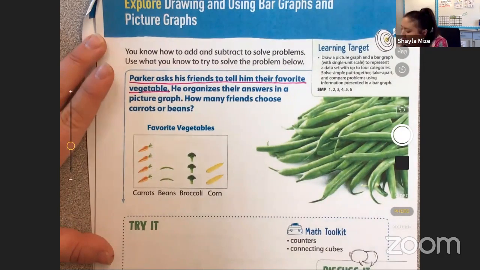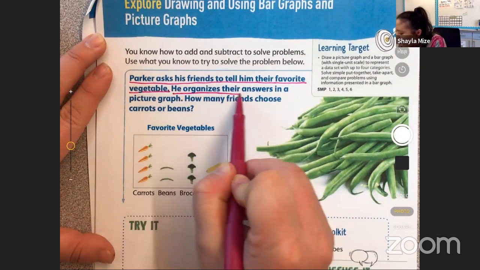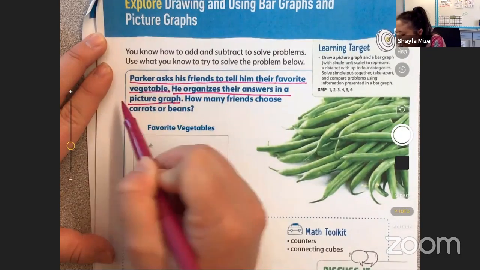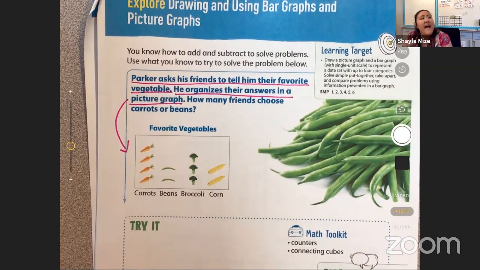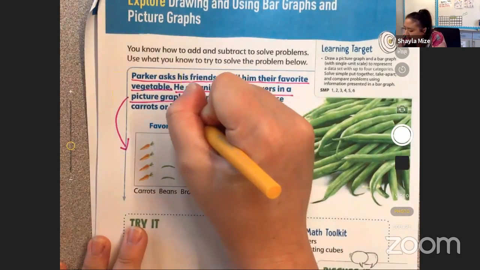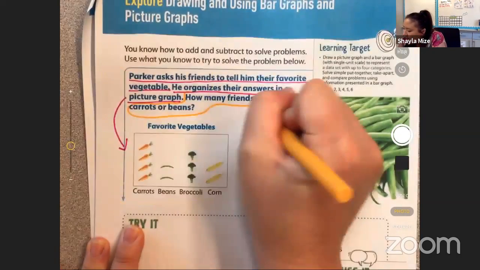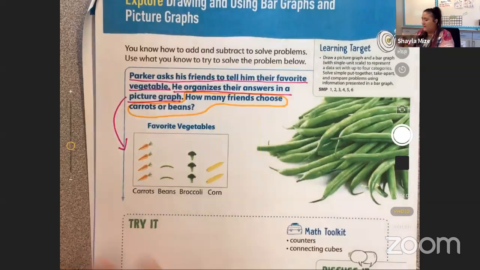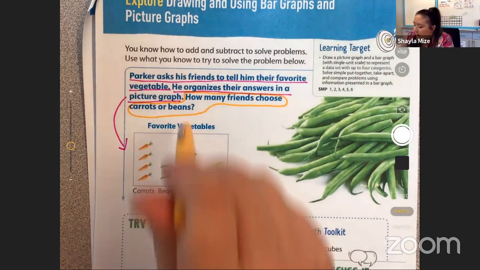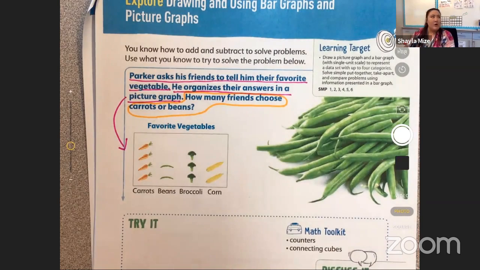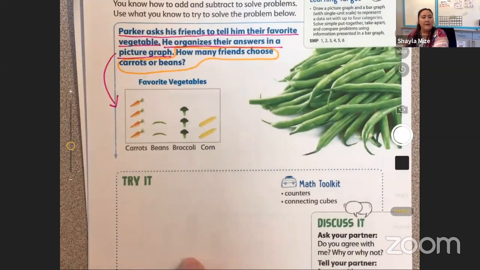We know that he organizes their answers in a picture graph, which is right here. This is a picture graph. How many friends choose carrots or beans? That is what we're trying to solve for. Go ahead and circle it. We're trying to solve and see how many carrots and how many beans. So go ahead and use counters. You can draw pictures to represent how many people chose carrots and how many friends chose beans. Go ahead and solve it and add your work down here at the bottom.